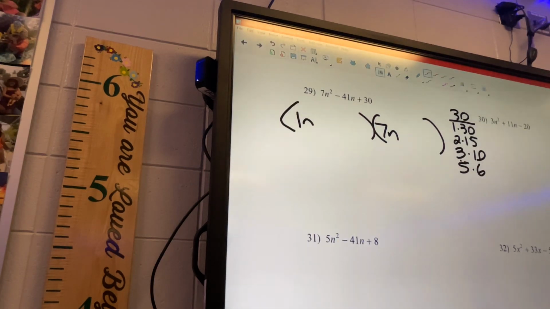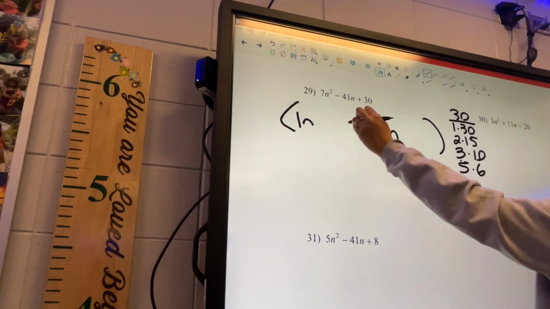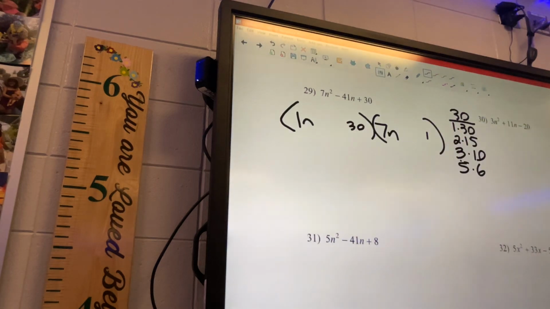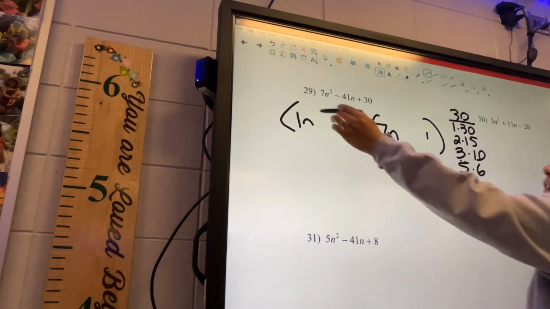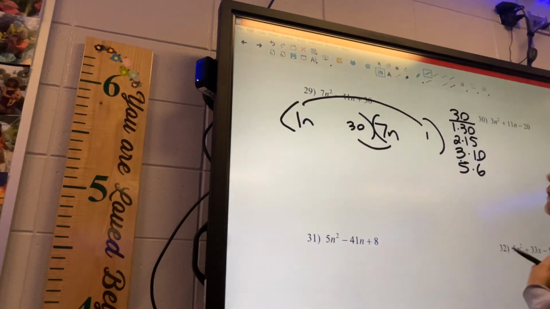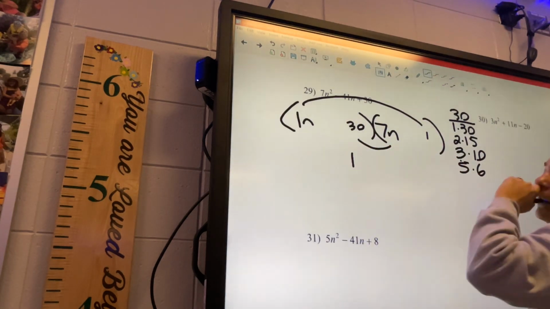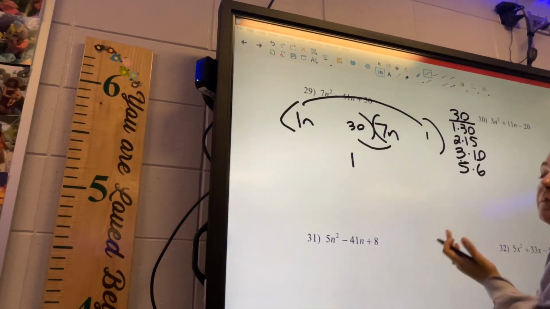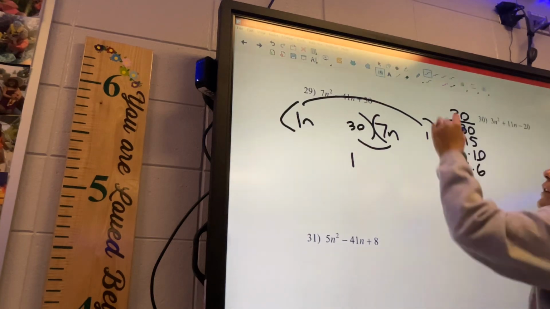What would you like to try? You going to do 2, 15? Wait, no, 30 and 1. Yeah, 30 and 1. Very sure. Okay, if we do the 30 and 1, we're going to check the outer and the inner. So we're going to get 1 and 30 times 7 is something giant. So that one's not going to work.